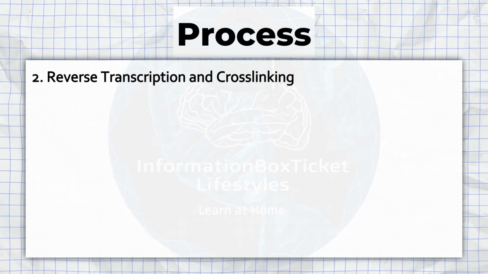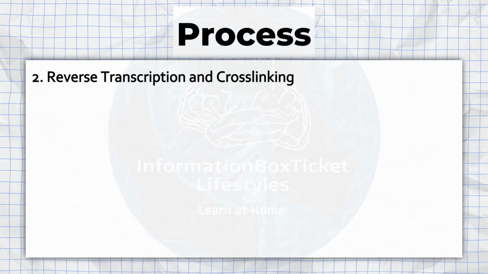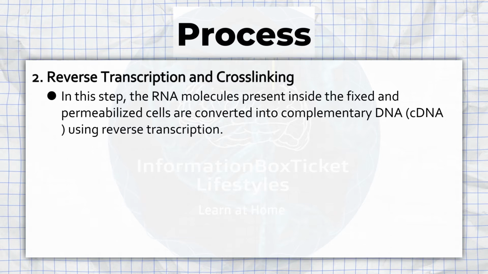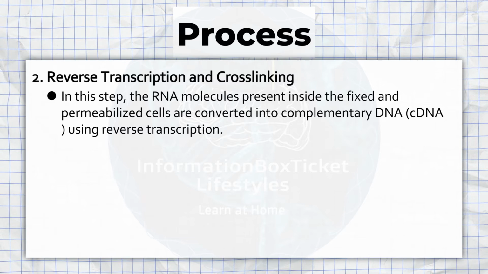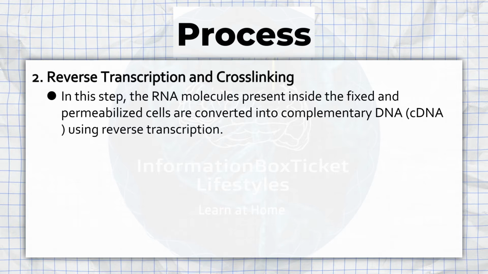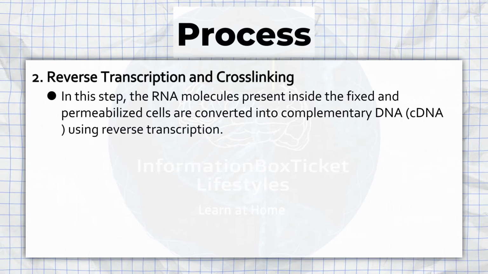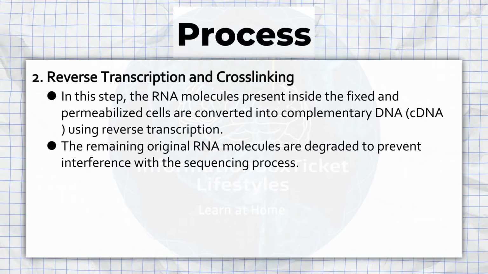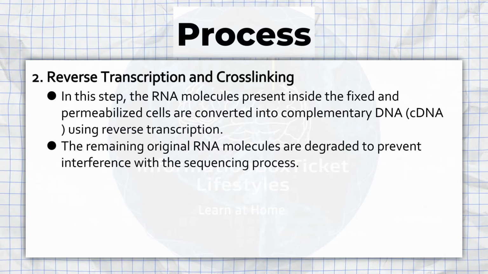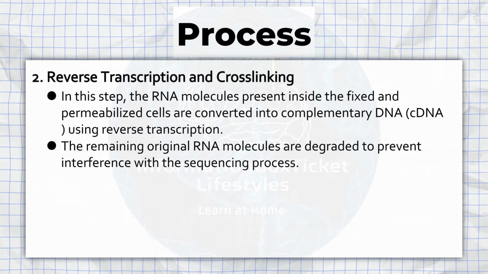Number 2, reverse transcription and cross-linking. In this step, the RNA molecules present inside the fixed and permeabilized cells are converted into complementary DNA using reverse transcription. The remaining original RNA molecules are degraded to prevent interference with the sequencing process.